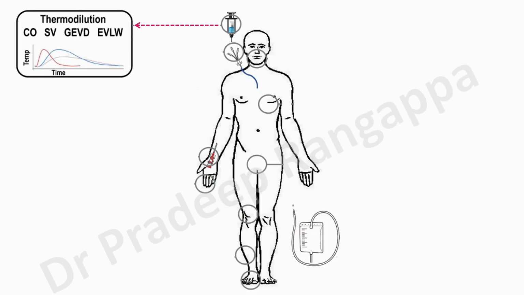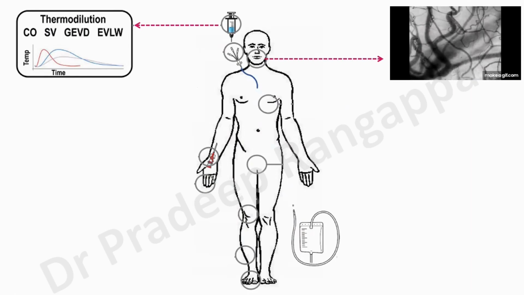So if you have someone with a CVC line and you want to do cardiac output monitors, you can obviously use thermodilution with cardiac output, stroke volume, global end diastolic volume, extravascular lung water using the thermodilution technique. So basically this picture denotes: try to utilize all the tools and synergize them and use them as an adjunct in making a comprehensive assessment of your hemodynamic status.